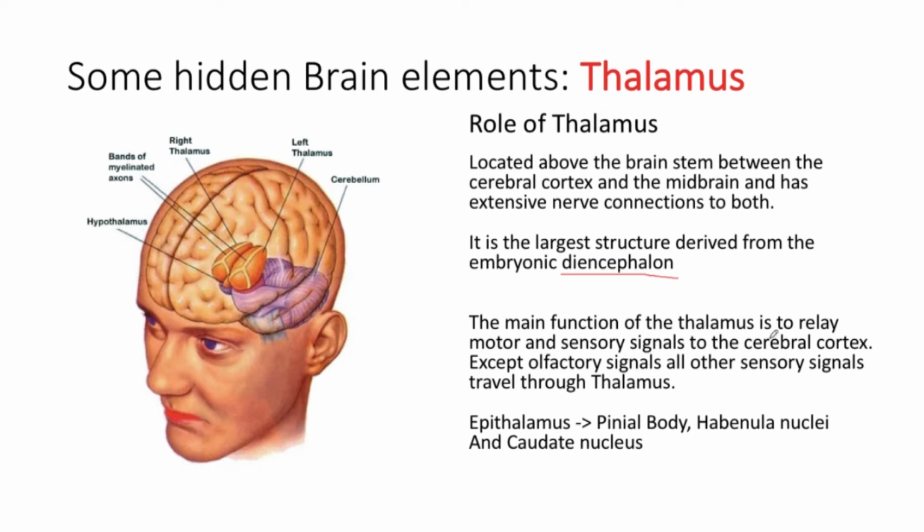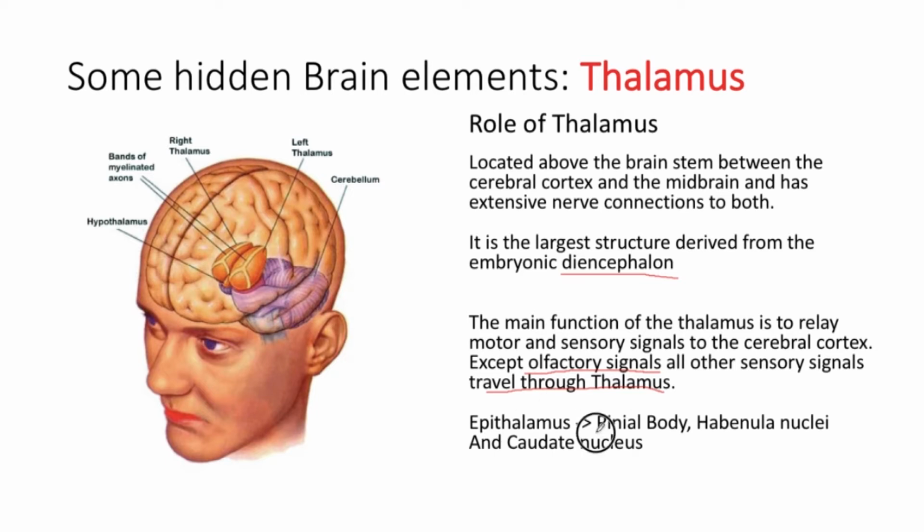Now the main function of the thalamus is to relay motor and sensory signals to the cerebral cortex. Of course, as I told you, it works like a junction station. Except for the olfactory signals, which are directly connected to the cortex, all other sensory signals have to travel through the thalamus. That's very important.